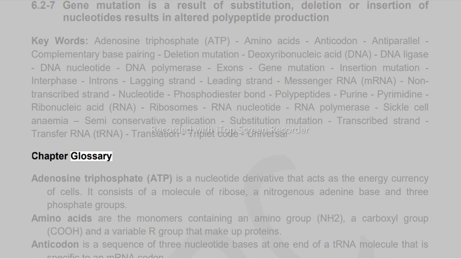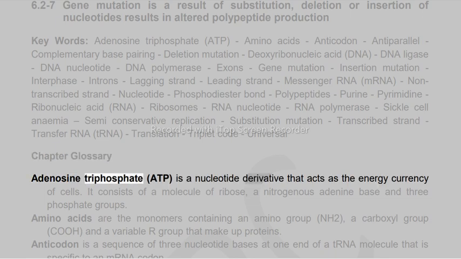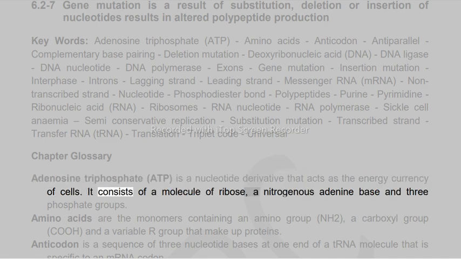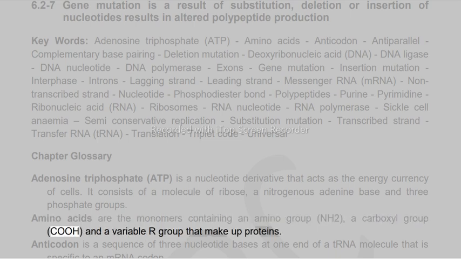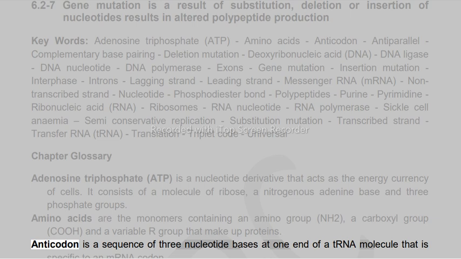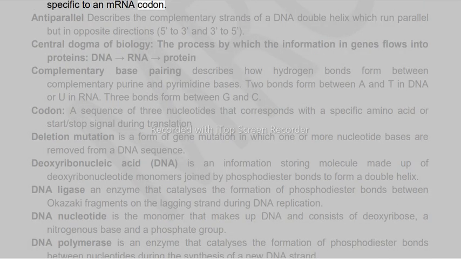Chapter Glossary. Adenosine triphosphate, ATP, is a nucleotide derivative that acts as the energy currency of cells. It consists of a molecule of ribose, a nitrogenous adenine base, and 3 phosphate groups. Amino acids are the monomers containing an amino group, NH2, a carboxyl group, COOH, and a variable R group that make up proteins. Anticodon is a sequence of 3 nucleotide bases at one end of a tRNA molecule that is specific to an mRNA codon.